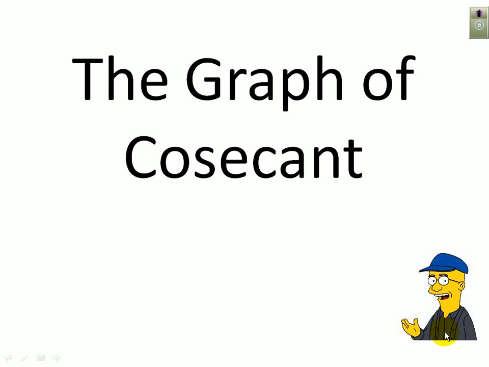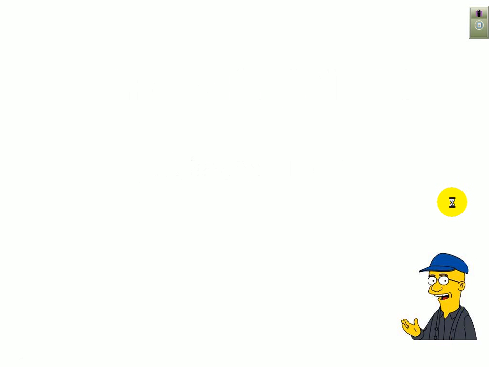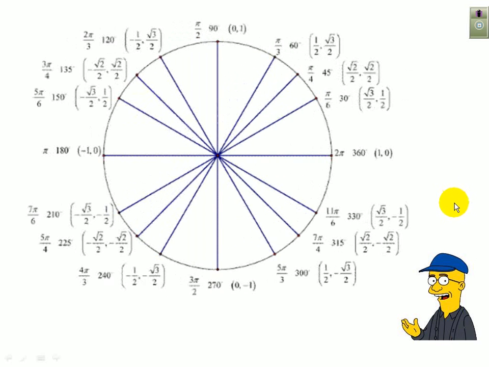Now we're ready to look at the last of our 6 trig functions, that of cosecant. So let's go back to the unit circle and recall that cosecant theta is 1 over sine theta.